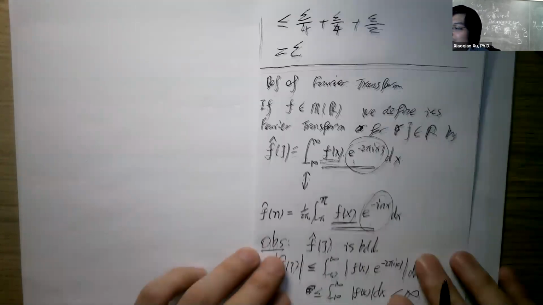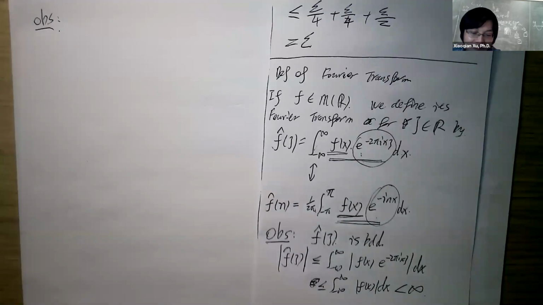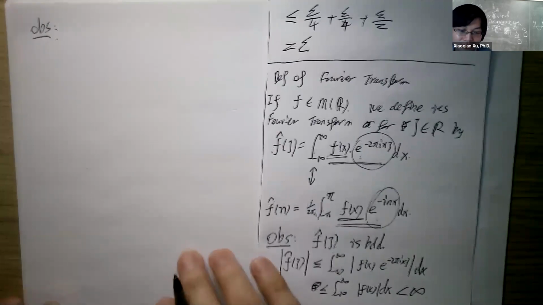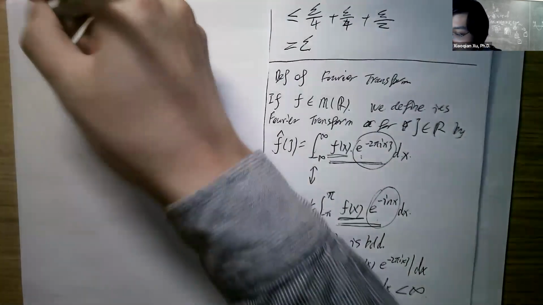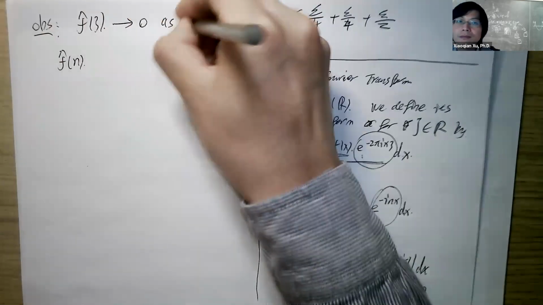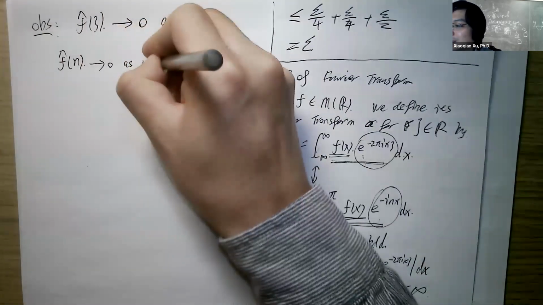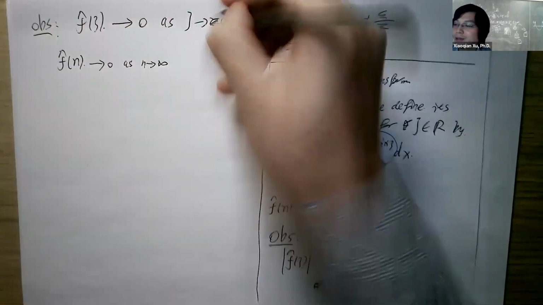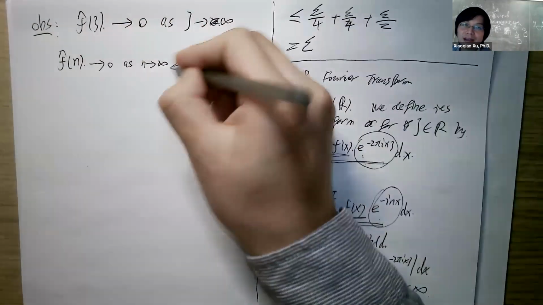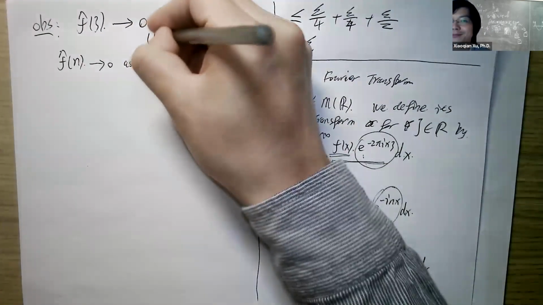And another observation is, you can actually show that this f hat of xi, just like f hat of n, tends to 0 as xi tends to infinity. Okay, it tends to 0 as n goes to infinity. This one we call the Riemann-Lebesgue lemma. This one you will have to prove. This is one of your homework problems.